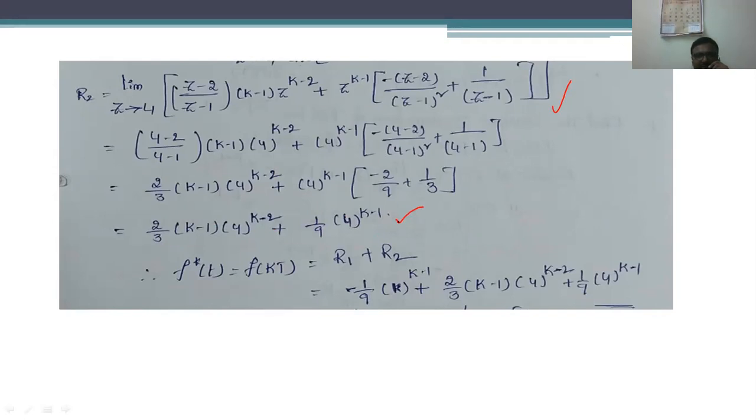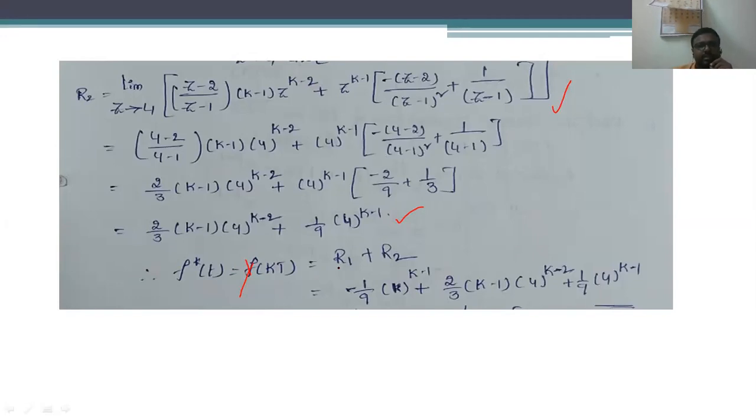This is the second residue. So in order to obtain the inverse Z transform, we have the expression that is nothing but the addition of residue 1 and residue 2. Therefore, x of t or x of kT, it is not f of t, it is x of t. We are going to get r1 plus r2.